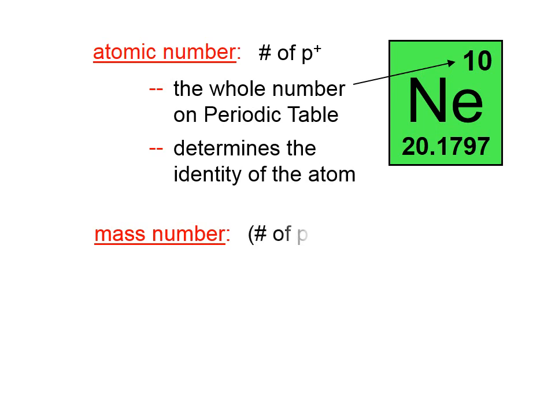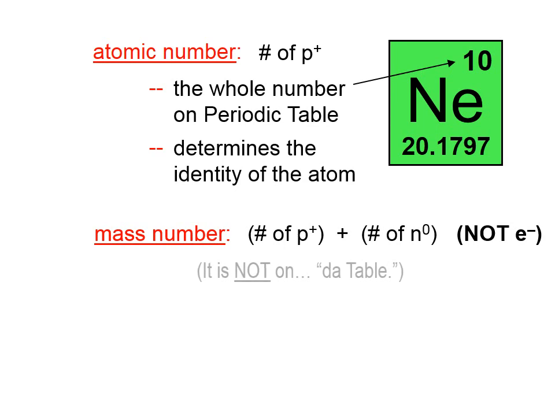Now, when we talk about the mass number of an atom, we need to take the number of protons plus the number of neutrons. We do not add in the number of electrons, and that's because electrons don't have hardly any mass. Protons and neutrons each weigh about the same as each other, so when we find the mass number, we add the protons plus the neutrons.